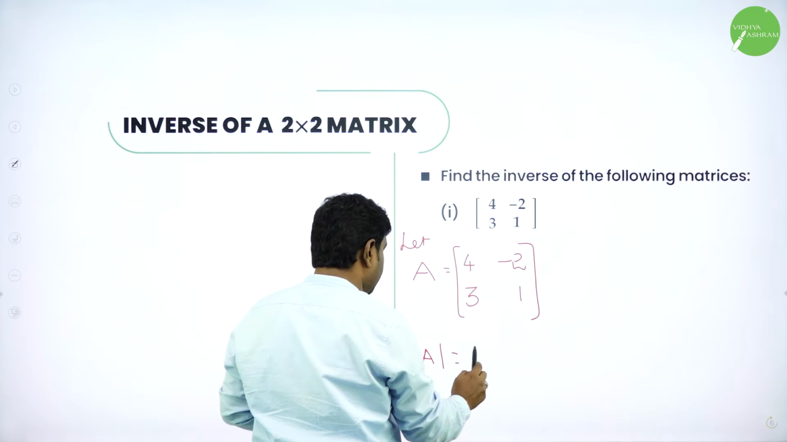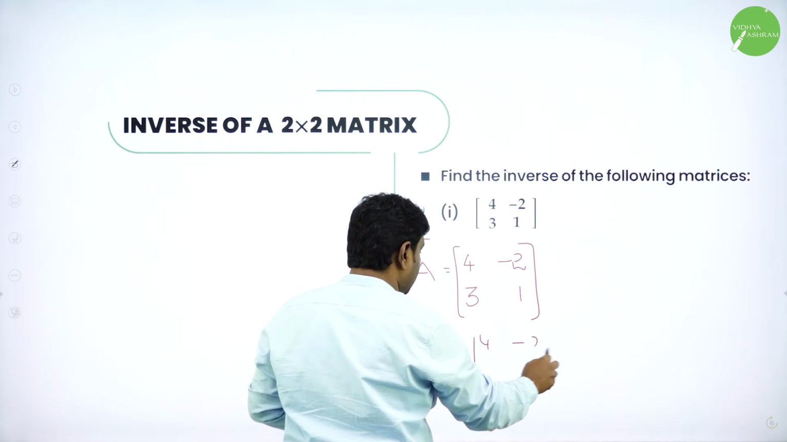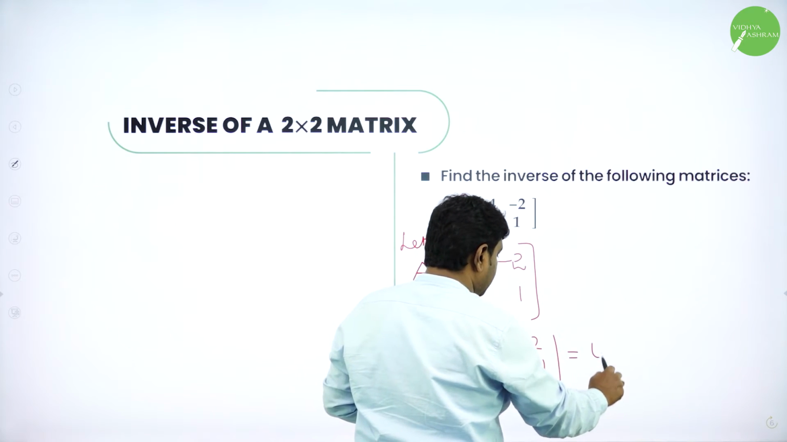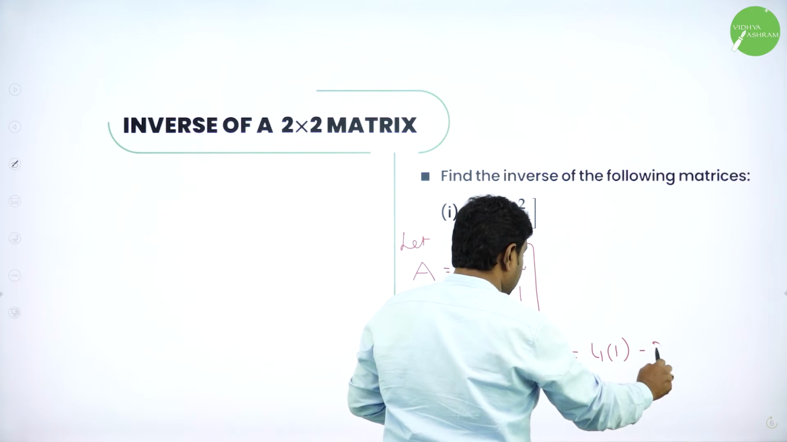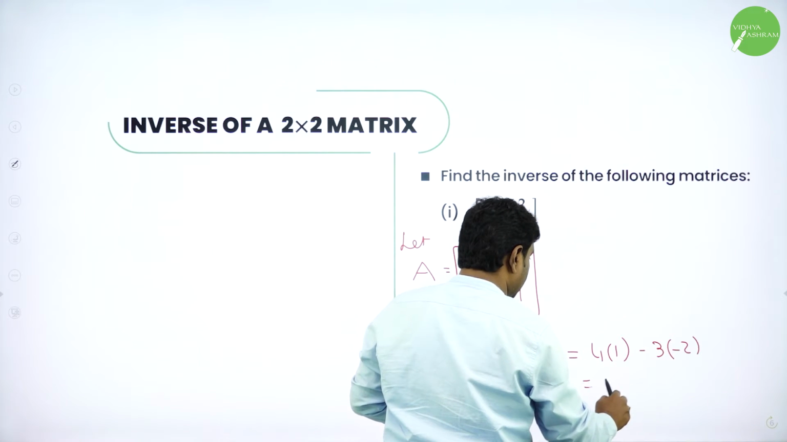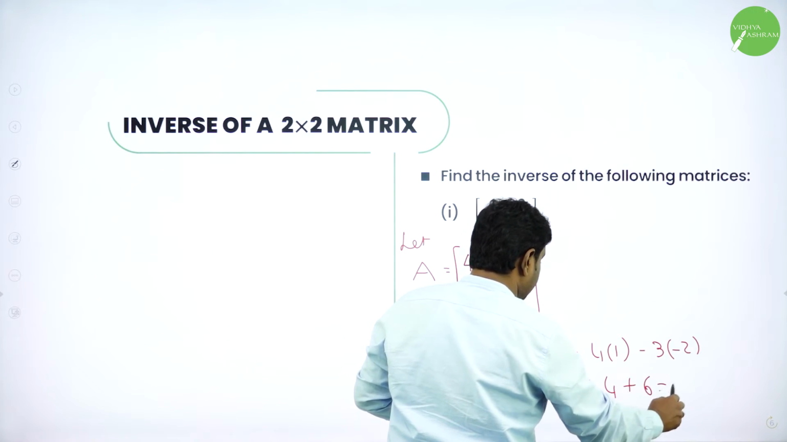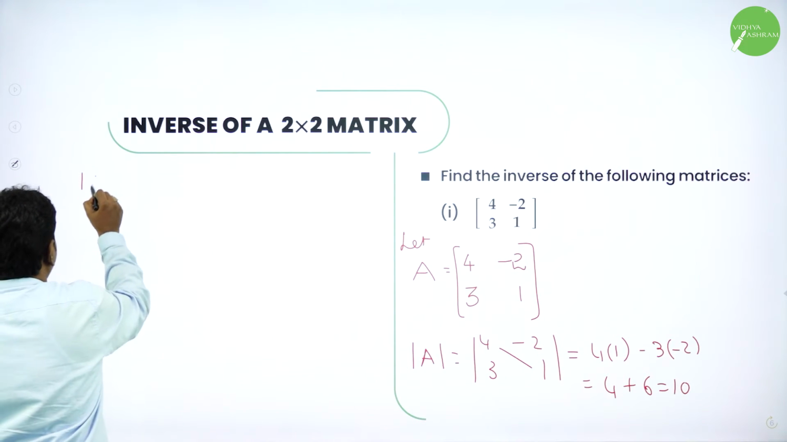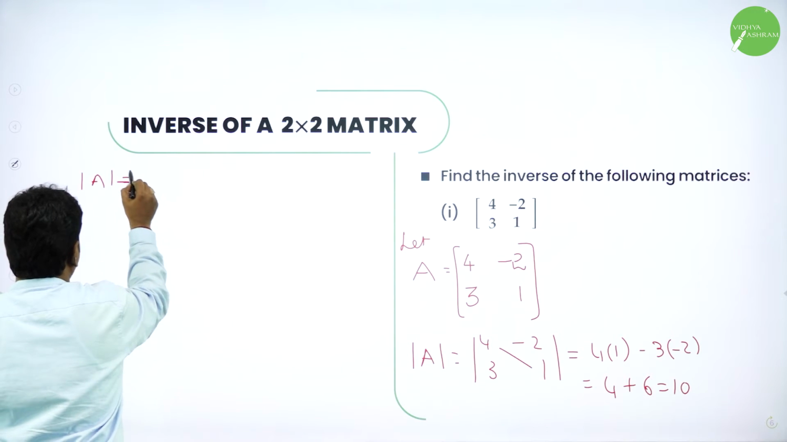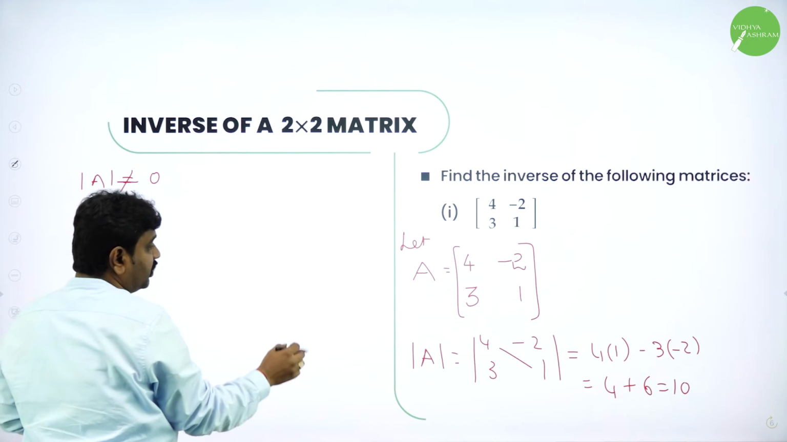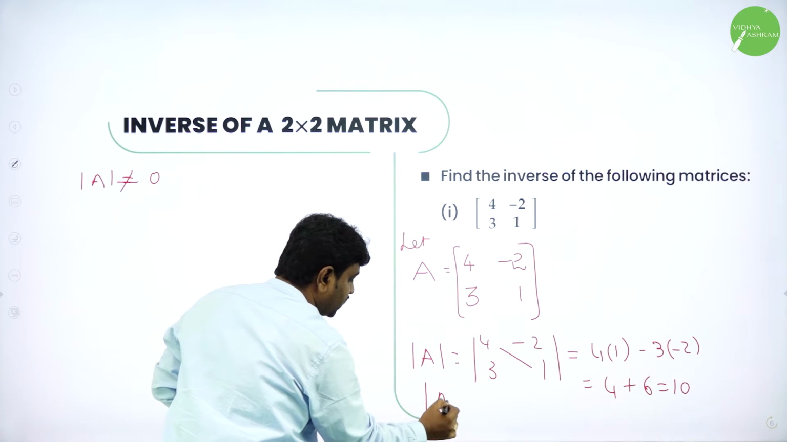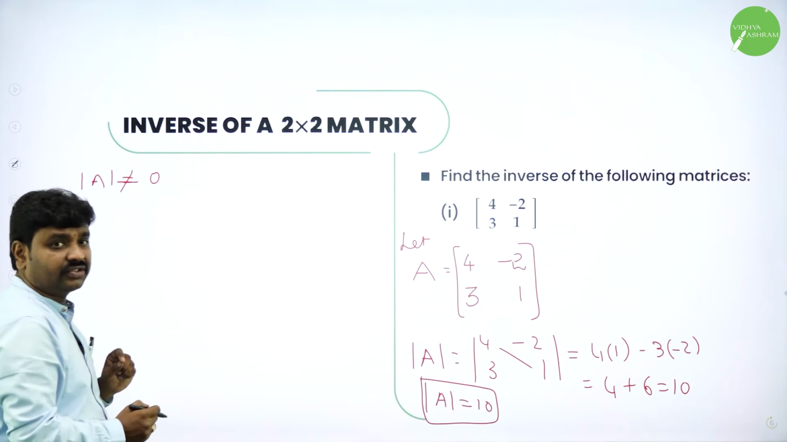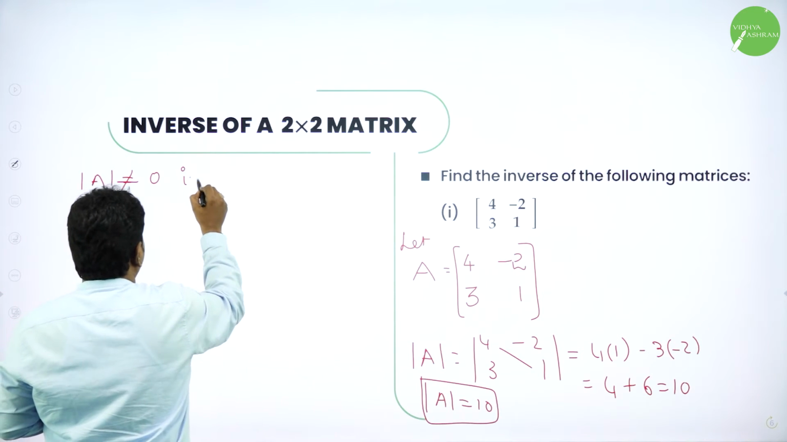All of you know how to find determinant of A. Determinant of 4 minus 2, 3, 1. So multiply the principal diagonal, 4 into 1 minus 3 into minus 2. So you will get 4 plus 6, 6 plus 4 is 10. Now you got determinant. And I told you clearly you should mention determinant A is not equal to 0, because determinant A, what is it? 10. 10 is not 0. So therefore inverse exists.